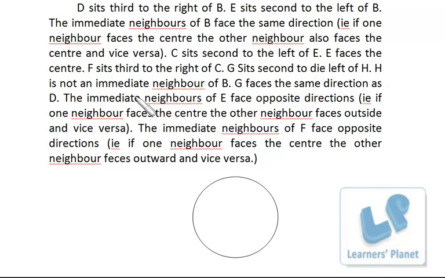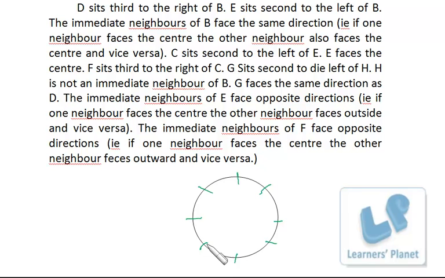So here we know there are 8 people. So what I do, I just make 8 places: 1, 2, 3, 4, 5, 6, 7 and 8. Now some of the people are facing inside and some of the people are facing outside. So you must be clear that the right and left will be different for the persons who are facing towards the center and the persons who are facing outside. So you have to be very clear with this.